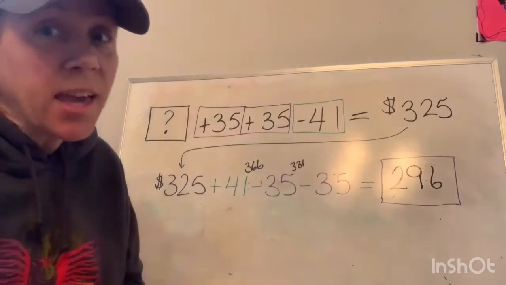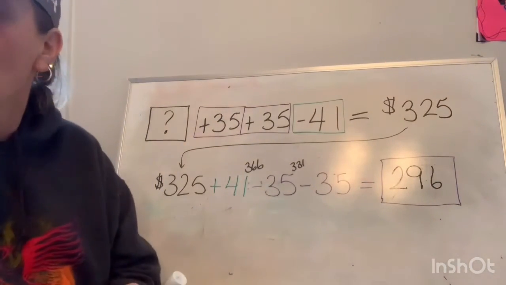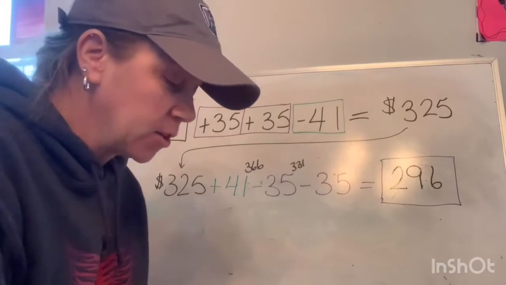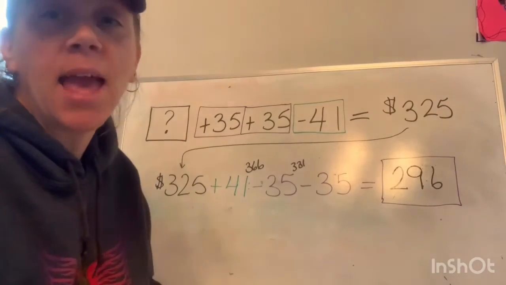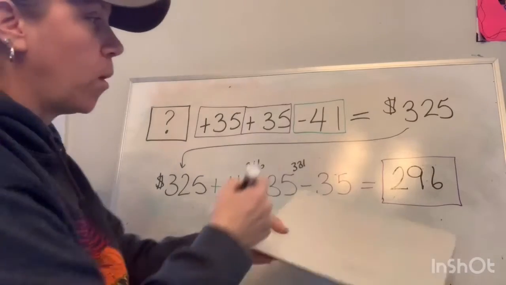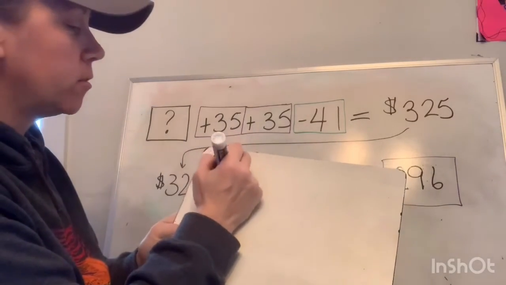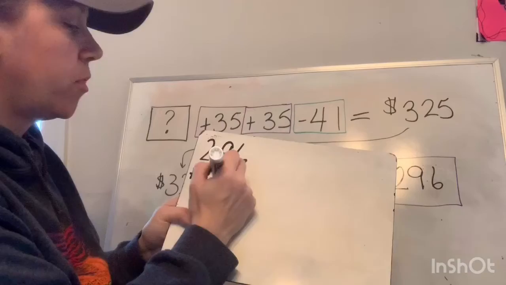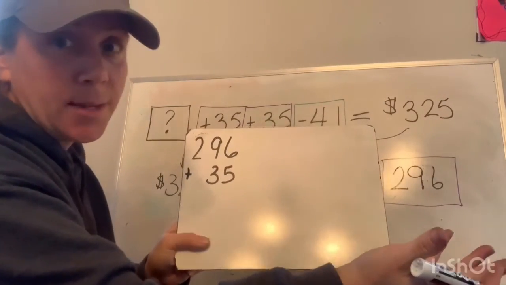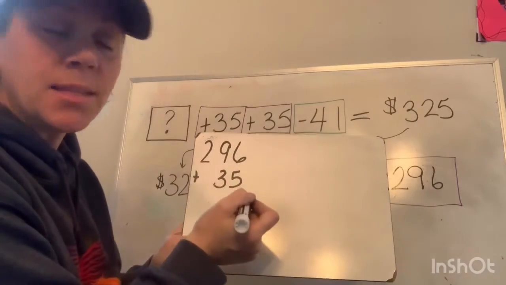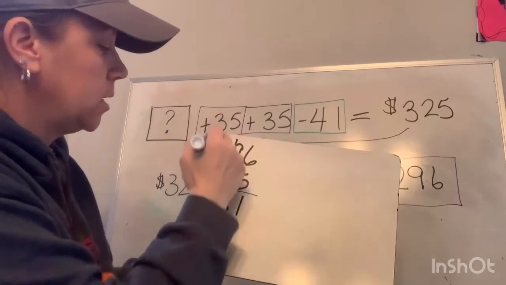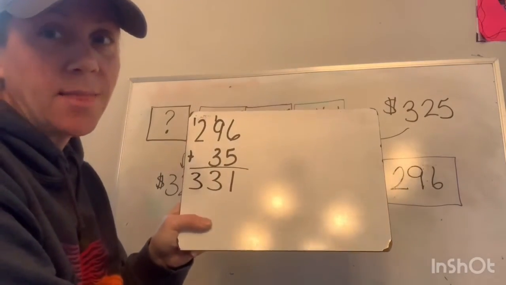But now I gotta check. I can't just hope my answer's right. So I'm going to go back and do the problem from the beginning to the end to see if I got it right. In this little box, I'm starting with what I think is $296. So I'm going to add the $35 deposit. I had $296 sitting in the bank, Bryson did, and he went to the bank and deposited $35. 9, 10, 13, and I got $331 in the bank now.